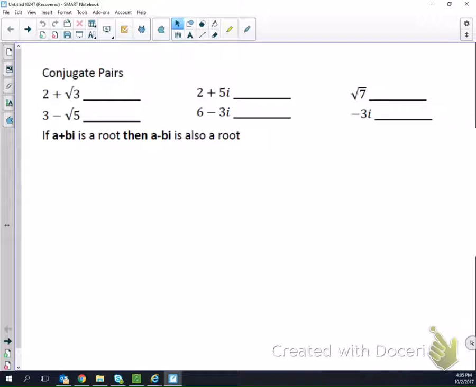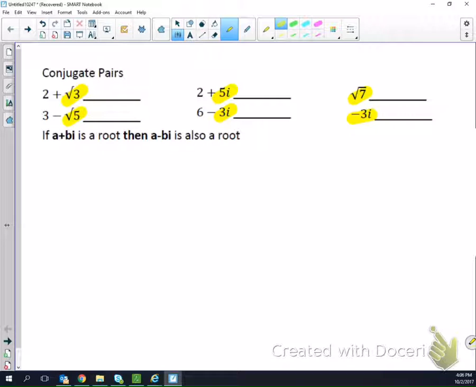All right, so today we're going to talk about conjugate pairs and how those conjugate pairs relate to roots of polynomials. So starting here, I've just got a few examples of complex numbers, irrational numbers. Now our irrational numbers are going to be these ones with square roots. Those are examples of irrational numbers. Our imaginary numbers are right here.